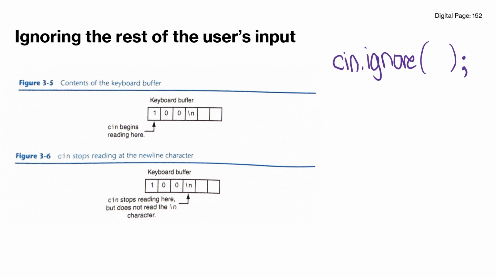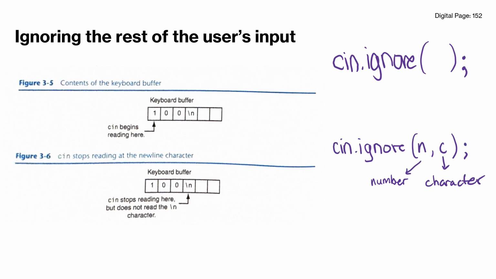If you only use cin.ignore that we used in the past to pause a program, it will only skip the next single character. If you want to clear out whatever is left in the keyboard buffer, all of it, then you need to give the member function some arguments. So in this statement, you pass two arguments to the member function, n and c. N represents the number of characters in the program that you want to skip.